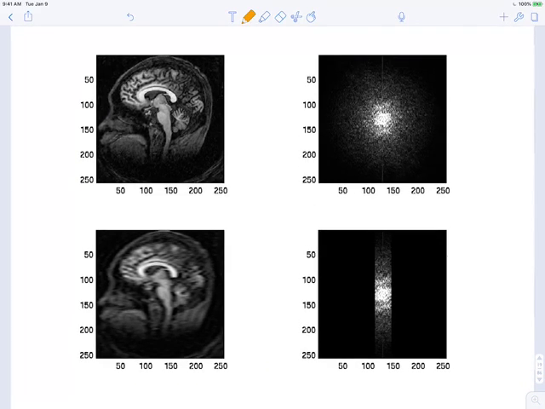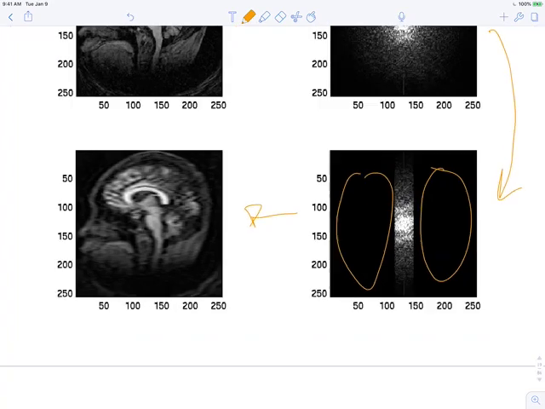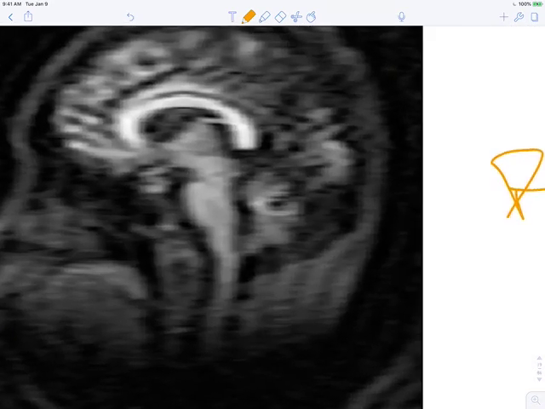Okay, so this is the first example. This is my image, and this is its Fourier transform. For the purpose of example, I'm going to take this Fourier transform and just zero out all these areas, getting rid of the k-space information in those areas. Then I'm going to recreate the image with the inverse Fourier transform. And we can zoom in on this one.